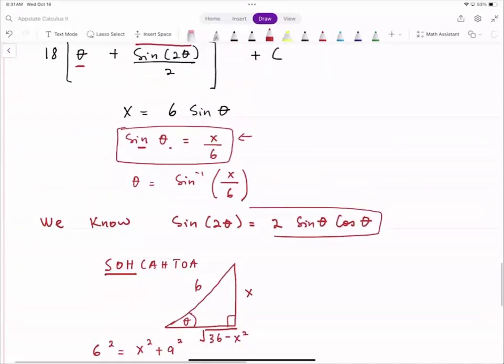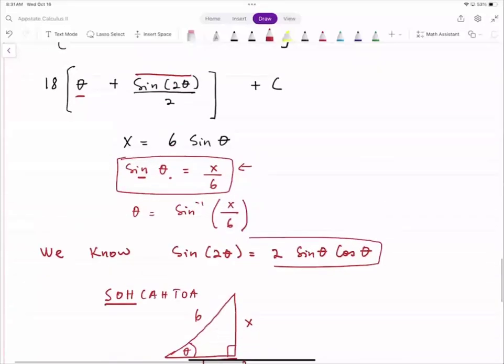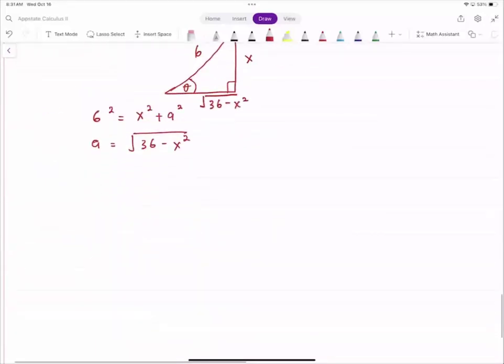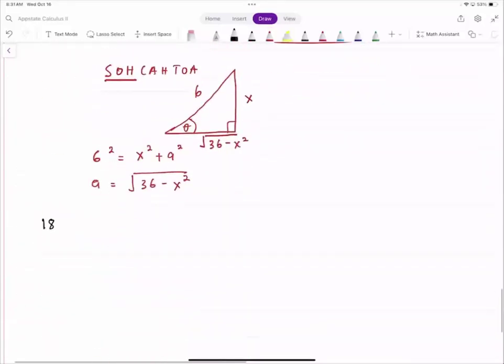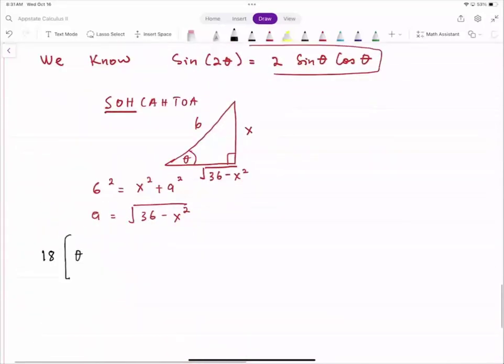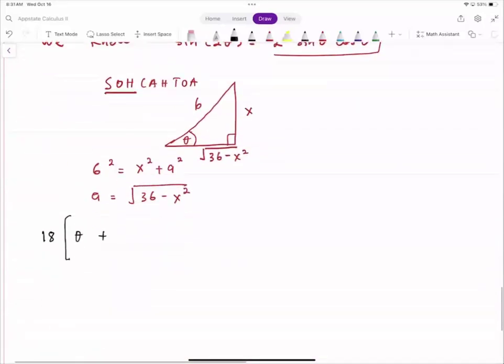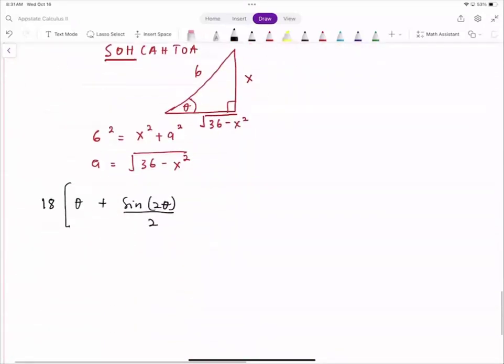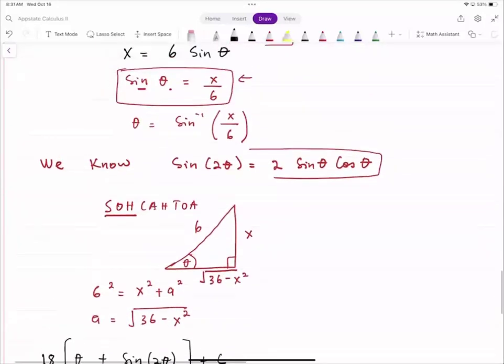Okay, remember, what do we have? We are trying to now represent the whole of this in terms of x. Let me write that here. So I have 18 theta plus sine 2 theta divided by 2 plus c. And we've already solved theta to be sine inverse of x over 6.